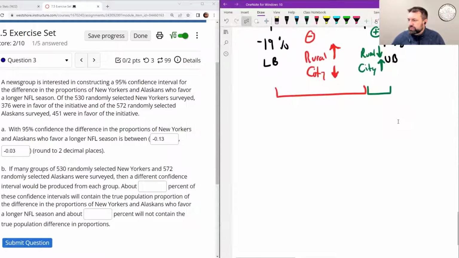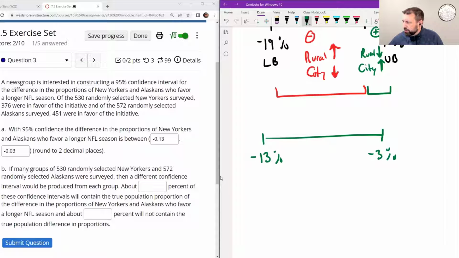Before we see if this is correct, let's draw a situation. So we've got negative 13% here. And we've got negative 3% here. And I always like to put a 0 in my graph. I always like to have that 0 in there so I can see. So this right here would be our 95% confidence interval, 95% confidence.